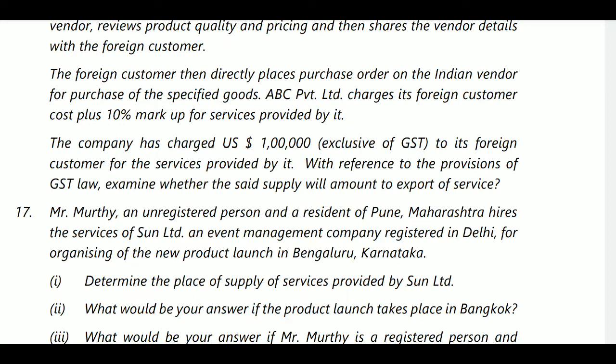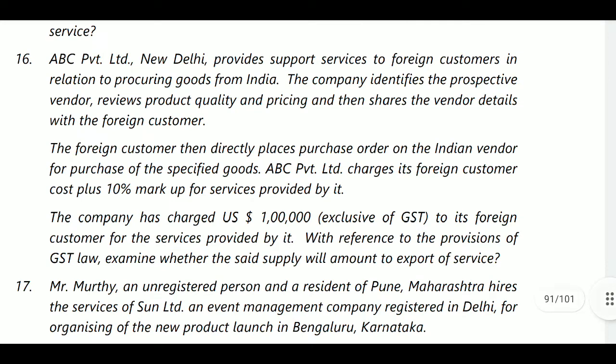When there is an intermediary service, the place of supply will be the location of the supplier. In case of intermediary services and banking services also, the location of the supplier will be taken when there is not an account holder. If he is an account holder, then the location of the recipient where the address is provided will be taken. Here, for intermediary services, the location of recipient will be taken as per section 13. Why? Because the person is a foreign customer and our supplier will be an Indian person.